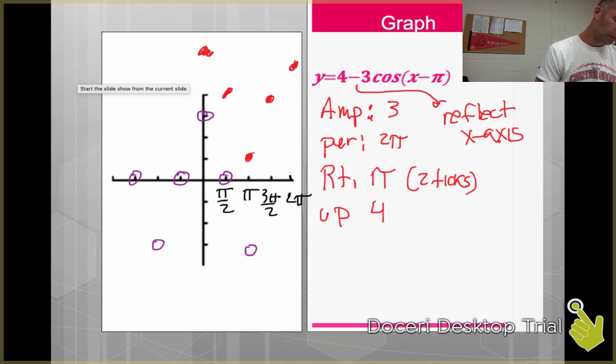And then I'd come back up to 0. That says I have to go up 4 to the right 2. And then I would go up here to +3, but this says I got to reflect it, so that puts me down here at -3, up 4, right 2. There's our graph.